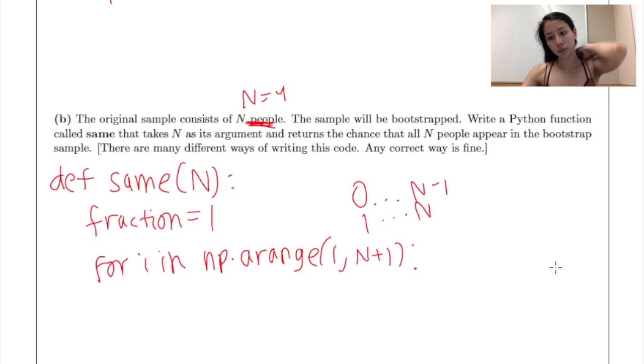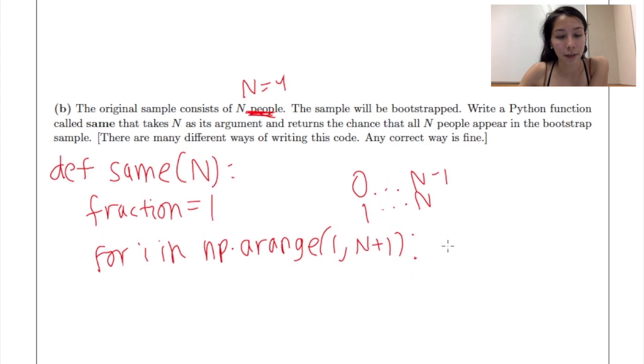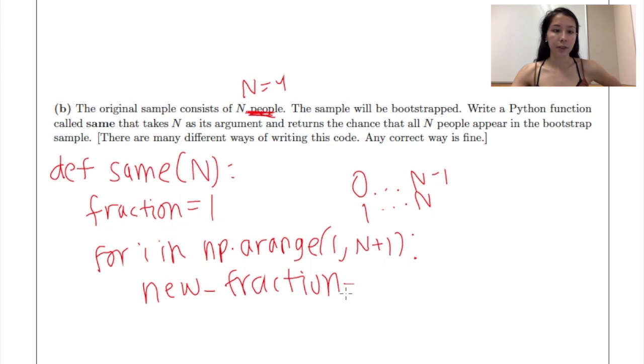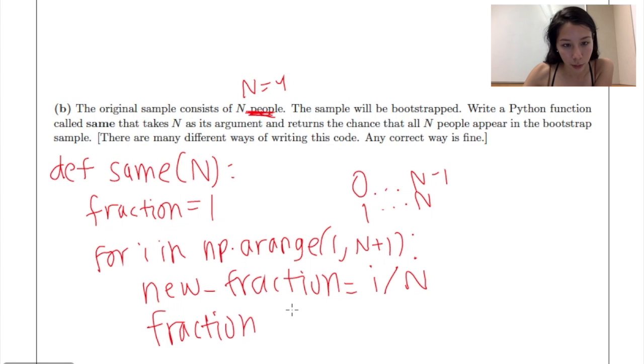So what I did here is I've defined a new variable called new fraction, very creative I know, and I set it equal to i over n. So n is going to be equal to the number of people, in this case 4. i is going to be the number in the for loop, which in the first iteration is going to be 1, then it'll be 2, then 3, then 4 in this case. Okay, and we want to multiply this fraction by the new fraction, and store that in this variable that we defined outside of the for loop. So fraction is equal to fraction times new fraction.